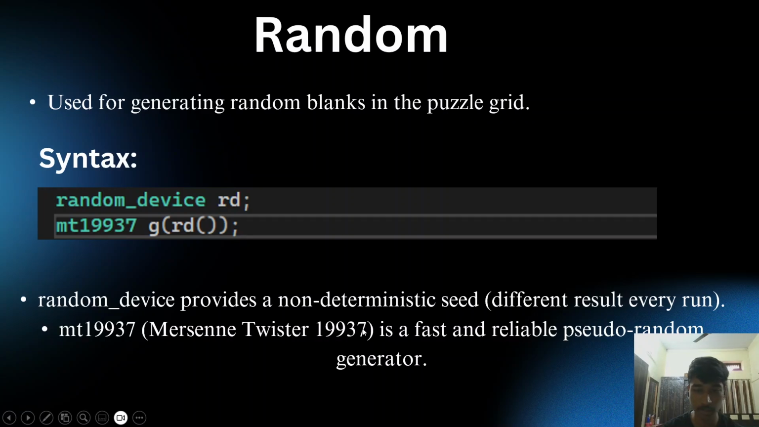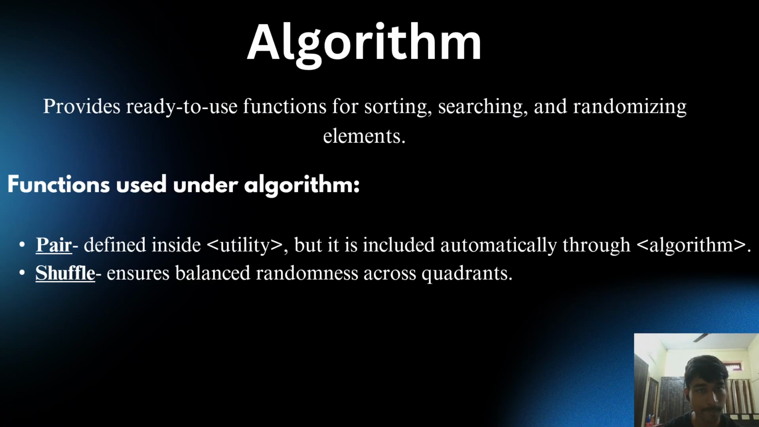MT19937 is an engine which is fast and reliable to generate these random variables. The next thing is algorithm. This is very useful as it provides ready-to-use functions for sorting, searching, and randomizing elements. I use pair and shuffle from this algorithm. Pair is actually defined under the utility library, but it is automatically included through algorithm. Shuffle here works with random and ensures the randomness across the quadrants.